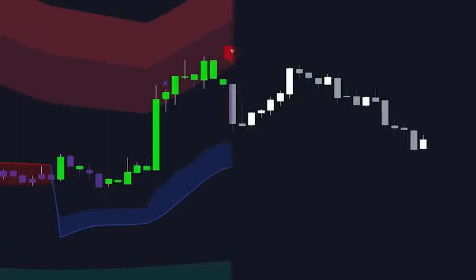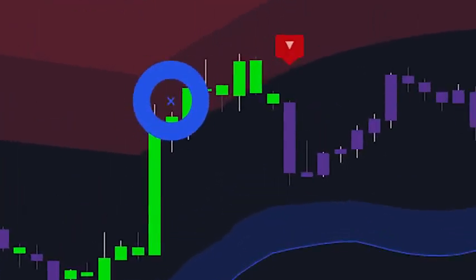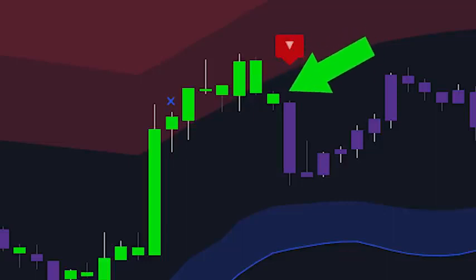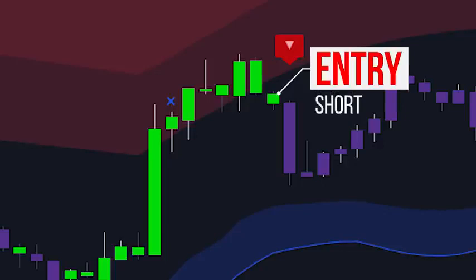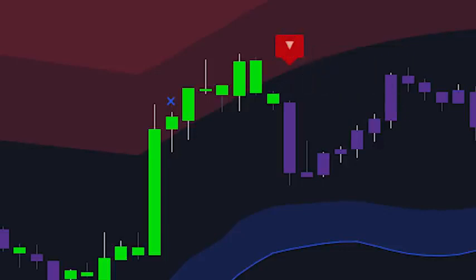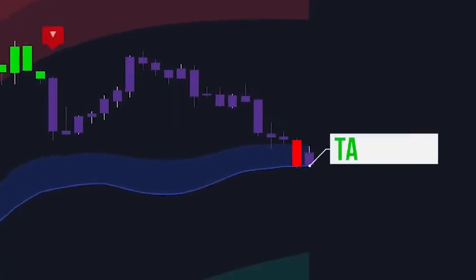Or another one could be to even wait for a blue exit signal inside of a red reversal zone, then wait for price to exit the reversal zone as your entry. Use the confirmation signal as just a simple confirmation during your trade, and take profit once price reaches the bottom blue level of the smart trail.